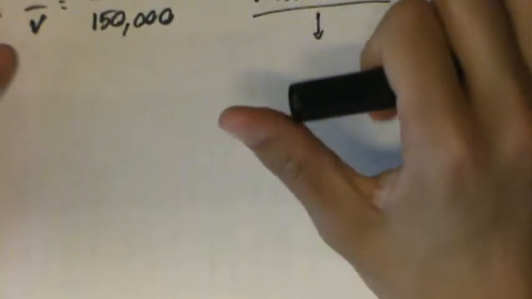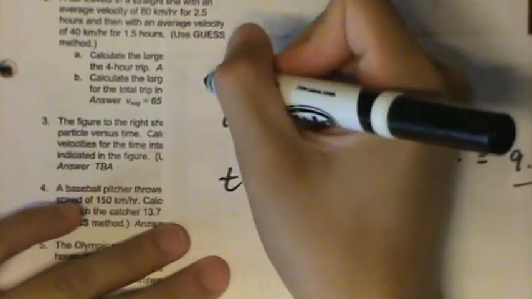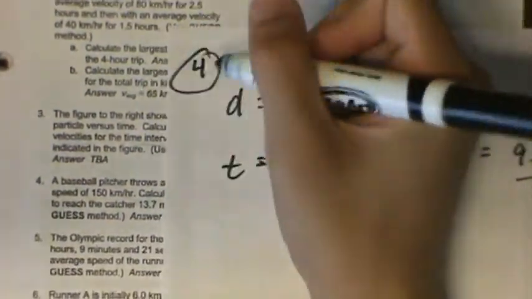9.133 times 10 to the minus 5 hours, and of course you could convert that into seconds if you wanted to. Just multiply by 3600, and you would end up with 0.3288 seconds. So this is number 4. Number 5.